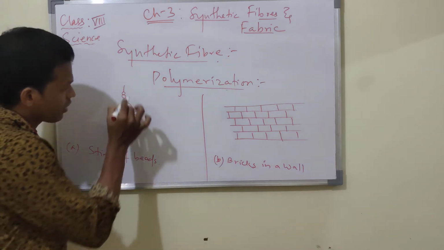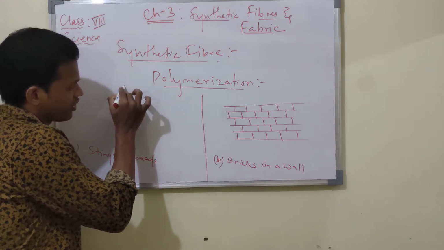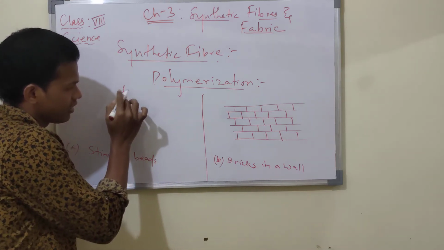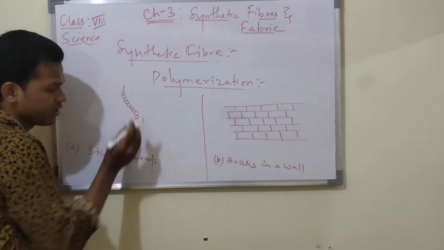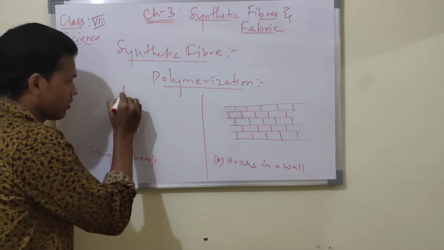Here, this is a string. This is a thread. In a thread, continuously there are kept some beads. These are called beads.